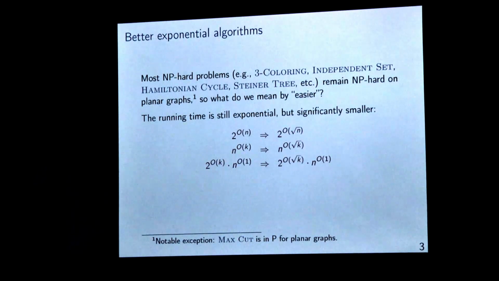And maybe for k-path or some problems for which in the general setting we have 2 to the power big O of k poly n, we might be able to get 2 to the power big O of square root k poly n algorithm. So this is what I mean that these problems become easier on these graph classes. Okay? So basically by easier I will mean better exponential time algorithm. Okay?